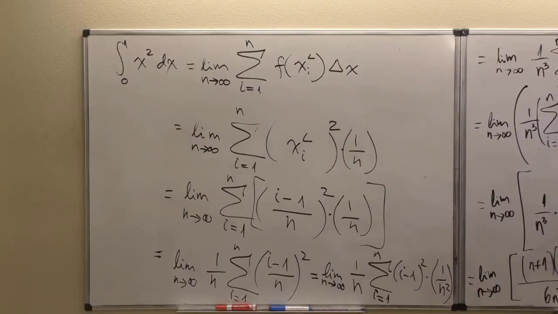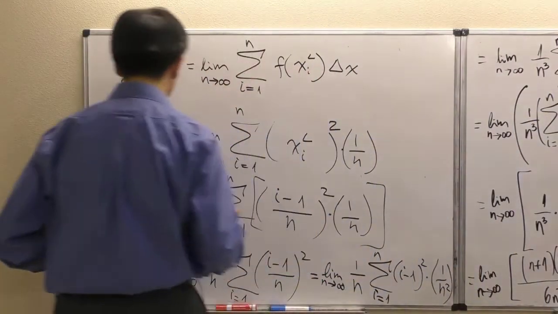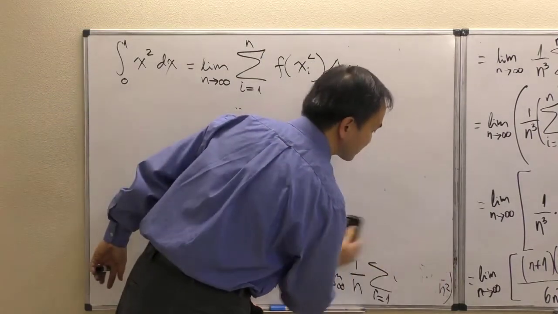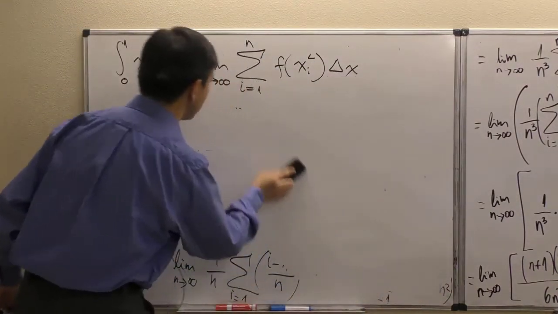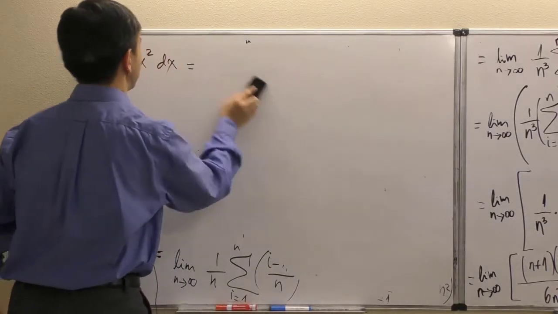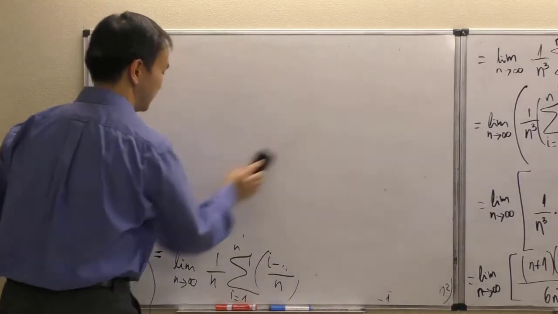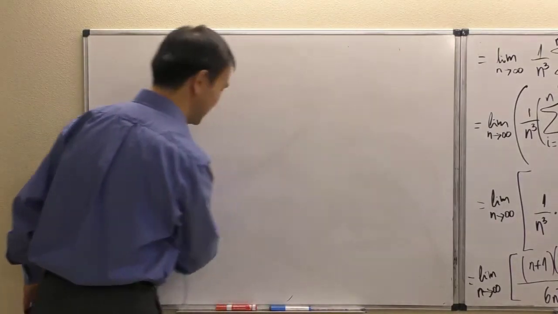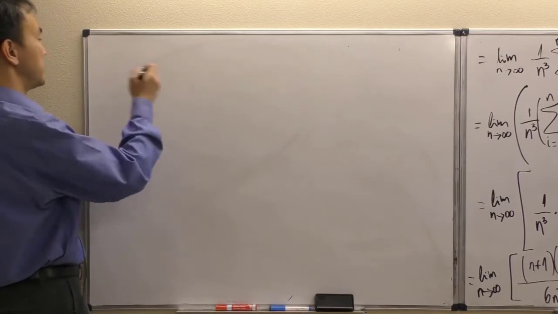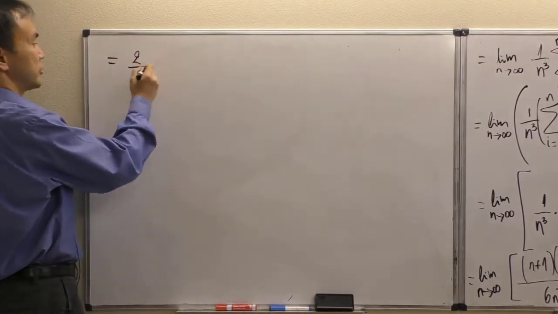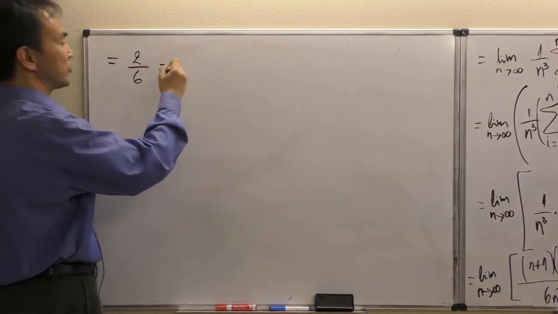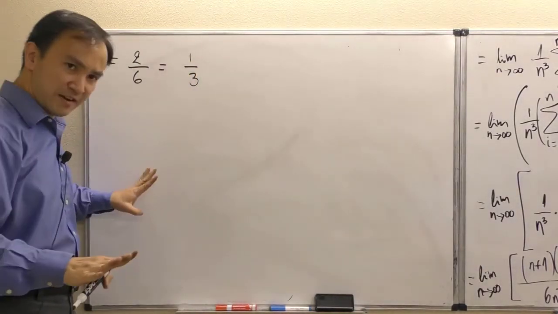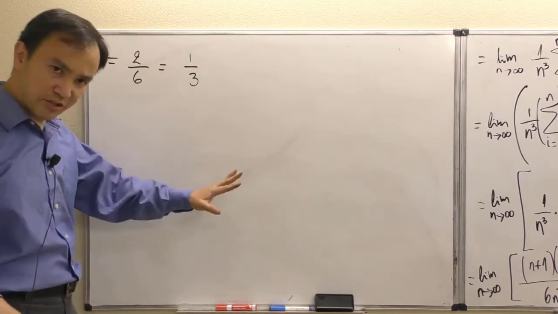I'm going to swing to my other board, taking out some steps right here. But from all of that work that we have done, we have come down to just 2/6, and 2/6 is reduced down to 1/3. Now, I never had enough space for this kind of problem, so I had to erase a lot of work.